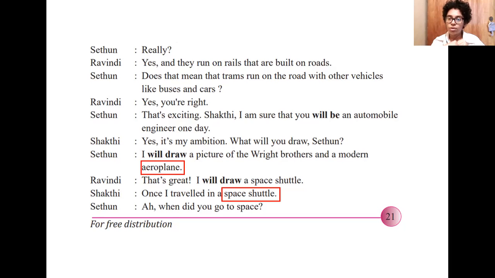Ravindi says, "Yes, you're right. That's correct." And Setun says, "That's exciting, Shakti. I'm sure that you will be an automobile engineer one day."